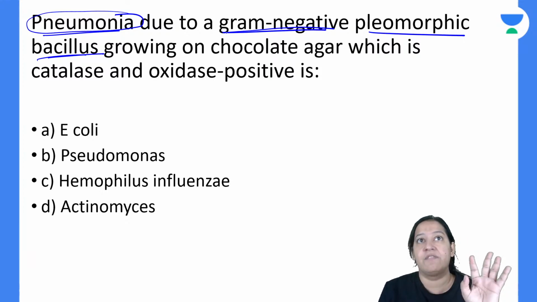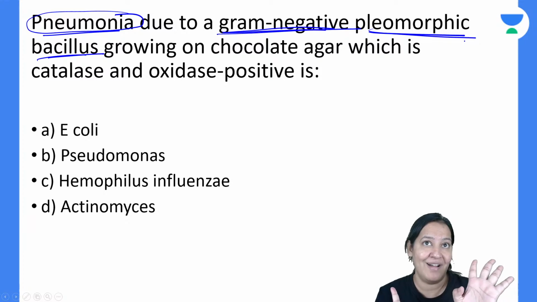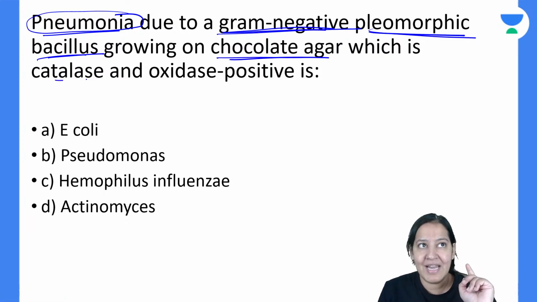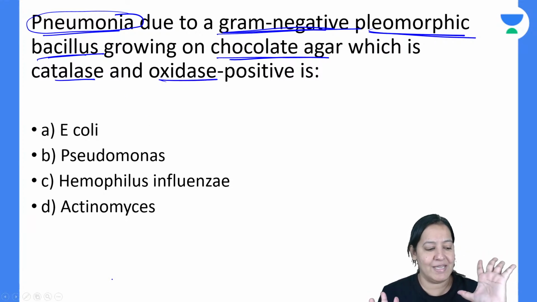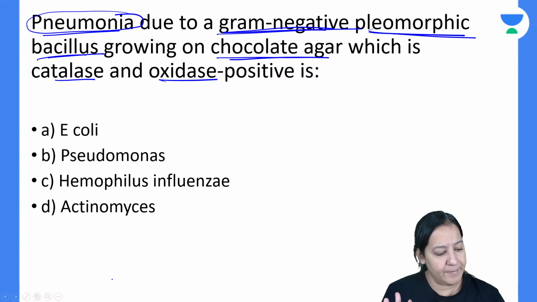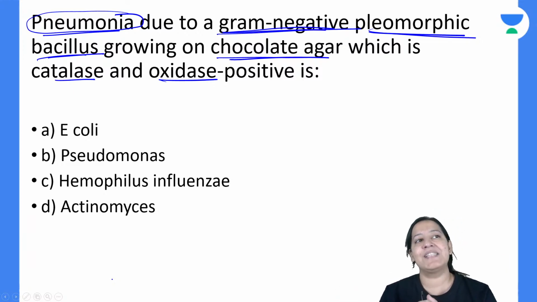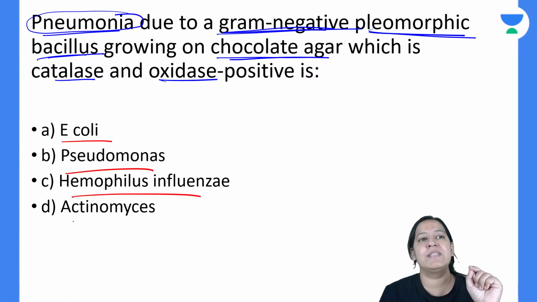It is not gram positive. It is gram negative, and it is pleomorphic. Now I have told you the classification, and it is growing only on chocolate agar, and it is catalase positive, oxidase positive. So name the organism, which has all these properties. All these properties. Tell me, which bacteria is it? There are 4 options: E. coli, Pseudomonas, Haemophilus influenzae, Actinomycetes.